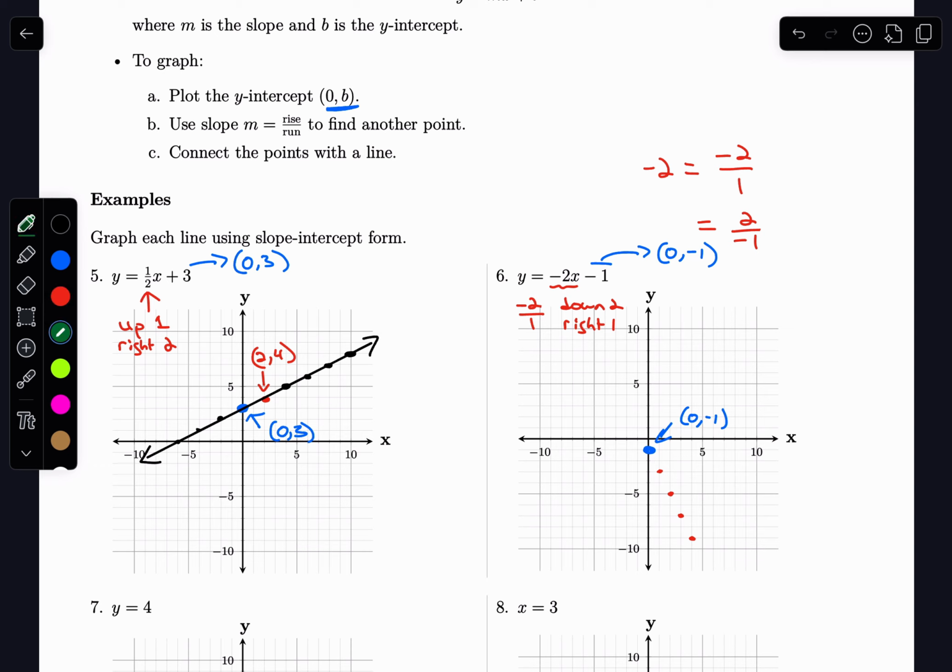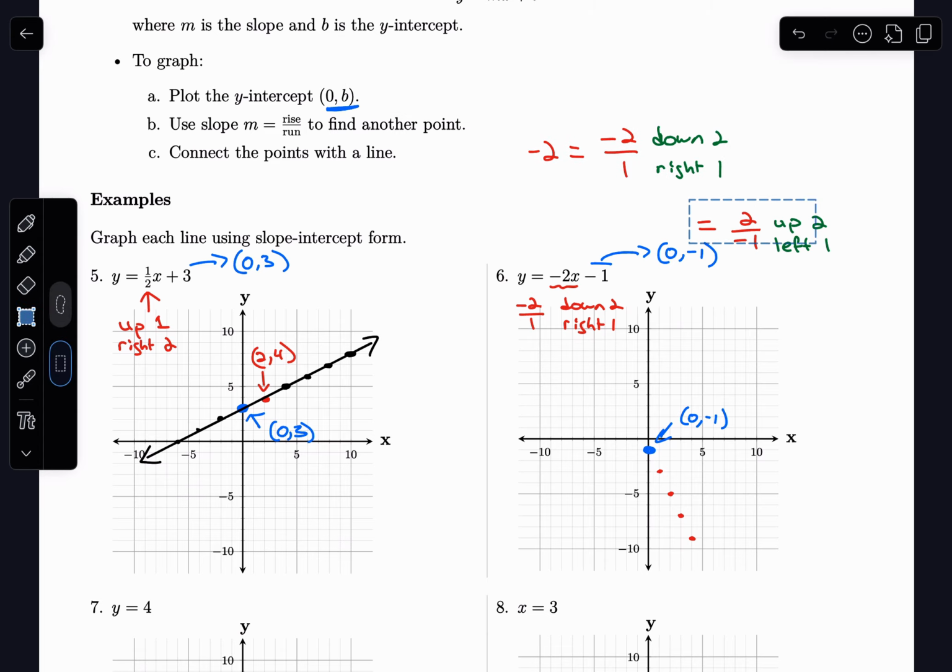So now why do I care? Well, negative 2 over 1, we already said, meant down 2, right 1. So the opposite of that would be going the other direction. But notice that 2 over negative 1 still equals negative 2. But now the 2 on top means to go up 2, and the negative 1 on bottom means to go left by 1. So by just moving the negative sign from the top number to the bottom number, it reverses my slope.